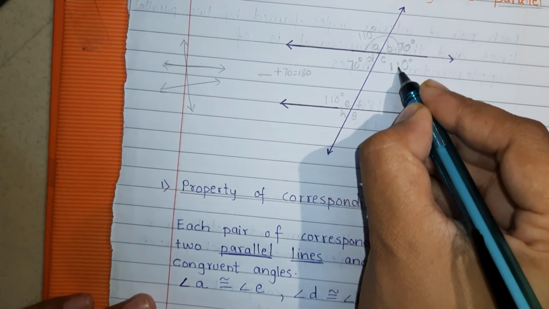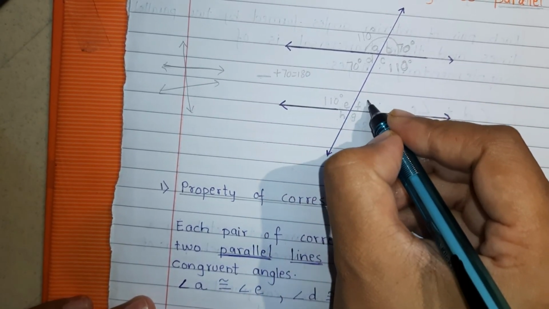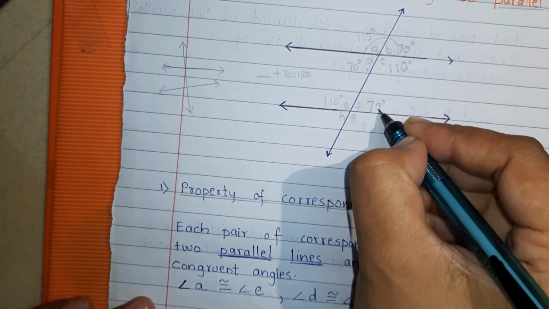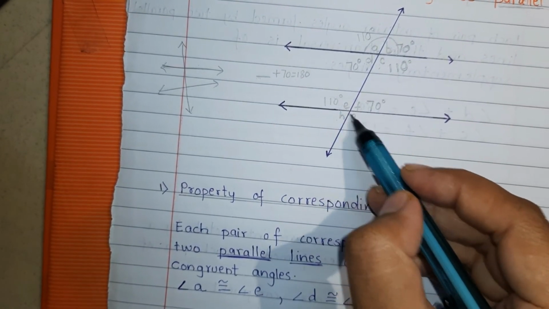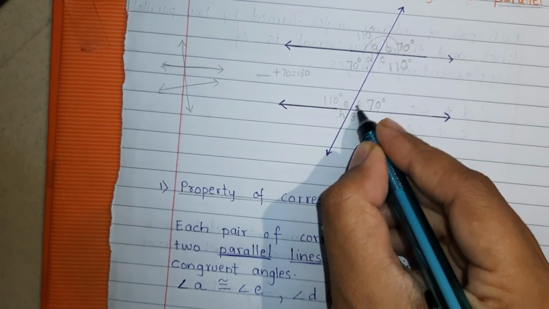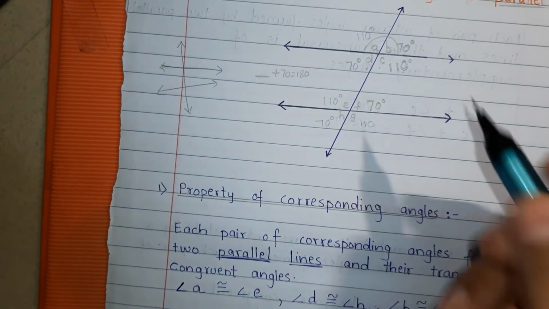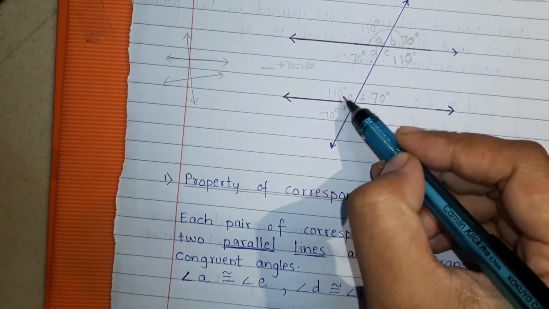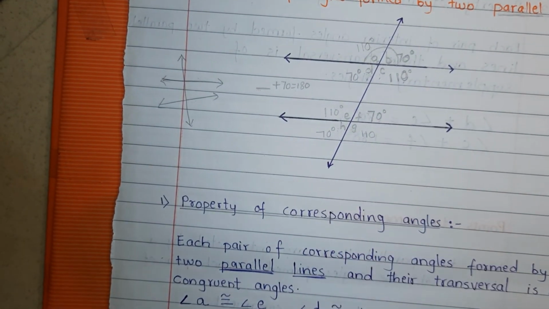C is how much? 110 degrees. So their addition should be 180. Which number will come here? 70 degrees. 110 plus 70, 180 degrees. Now again, E and G are vertically opposite. So this is 110 and F and H 70 degrees, vertically opposite. So if one angle is given to you, then you can find the measurement of all the other 7 angles. Understood? All the other 7 angles.